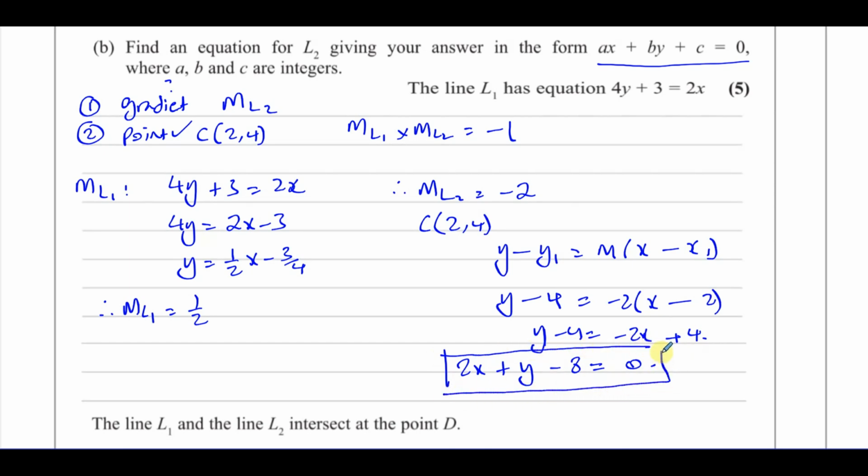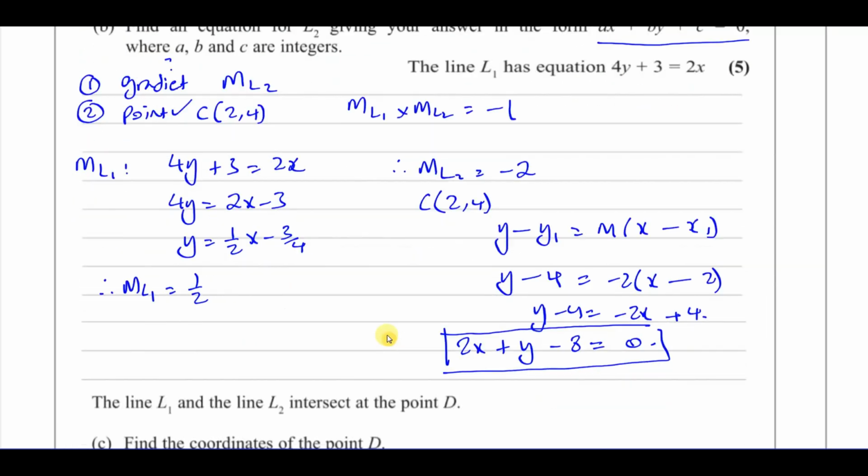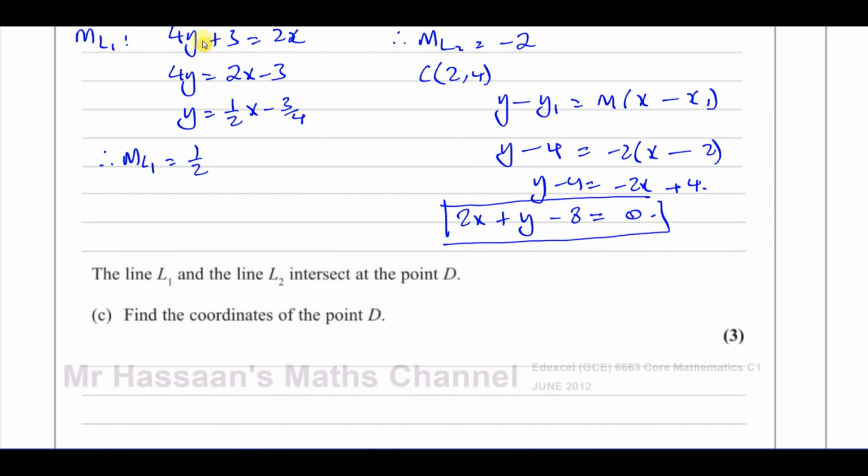If it said in the form y equals mx plus c, then it would be y equals -2x minus 8. If it didn't specify, then either of them. But here we can write it in this form, that's fine. And there we have the answer to part B of this question. And now we're going to go on to part C.